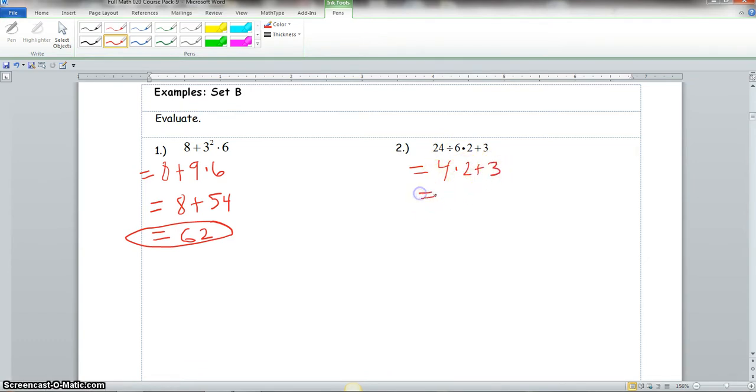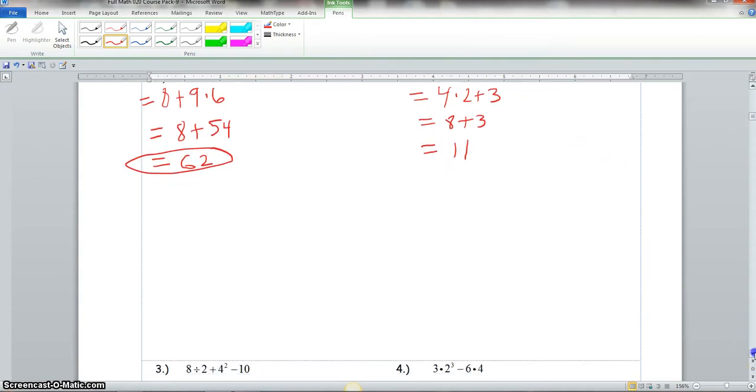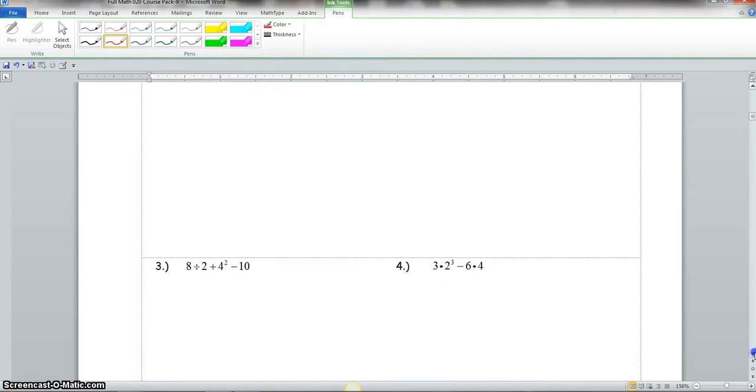Now 4 times 2, well, we know multiplication comes before addition. So we have 4 times 2, which is 8, plus 3. Now 8 plus 3 is 11. Now we scroll down to number 3.